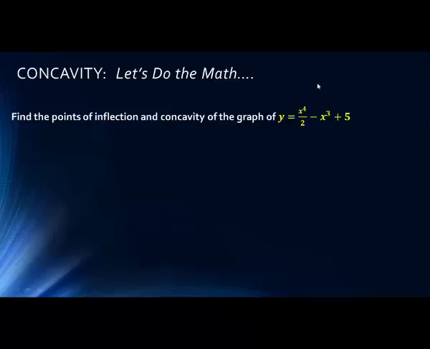So first, let's find the second derivative of this function. The first derivative is 2x cubed minus 3x squared, and the second derivative is 6x squared minus 6x. Remember, we find that by just taking the derivative of the derivative. Pretty straightforward.